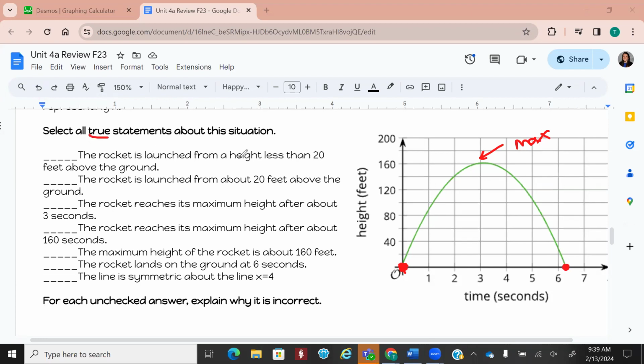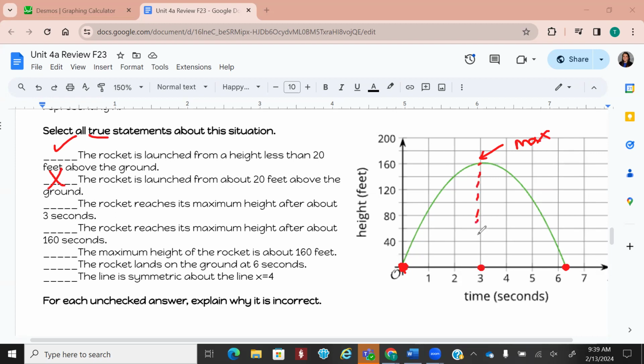So the rocket is launched from a height less than 20 feet above the ground. Where is this guy starting from? 0. Is that 20 feet? Less than 20 feet above the ground. Yes, so that guy's true. It's a really weird way of saying it, but yes, that's true. The rocket is launched from about 20 feet above the ground. Is he at 20 feet right here? No. Wrong. The rocket reaches its maximum height after about 3 seconds.